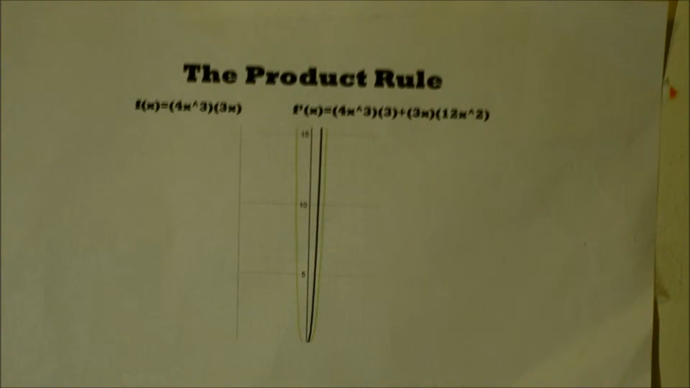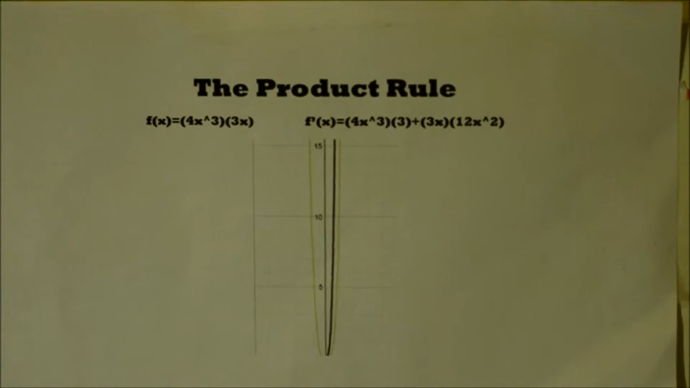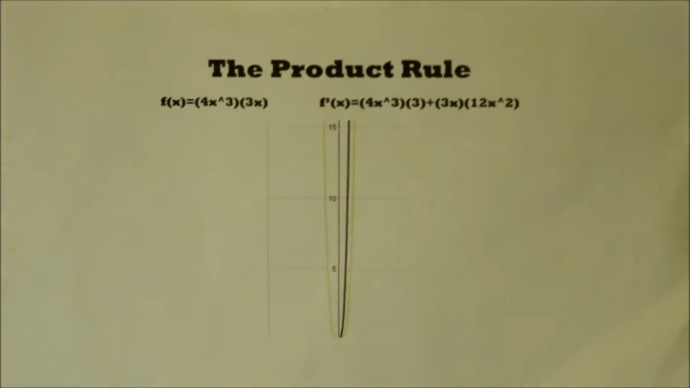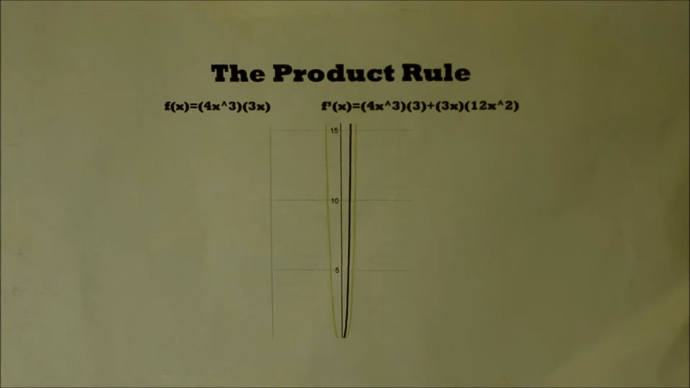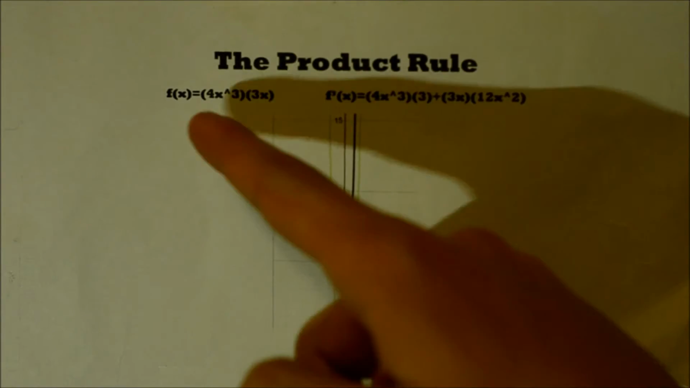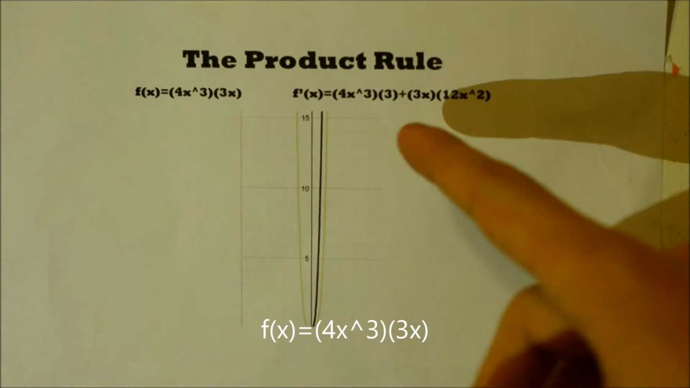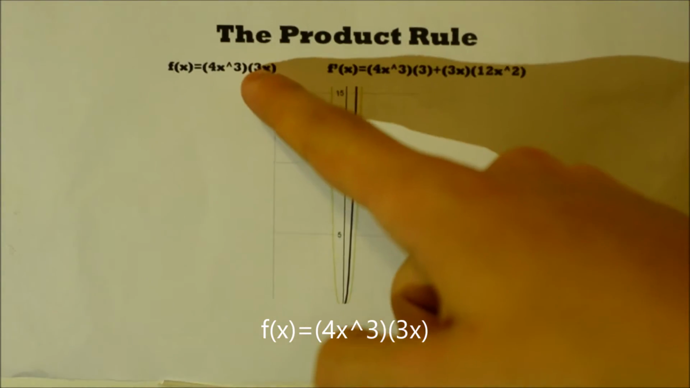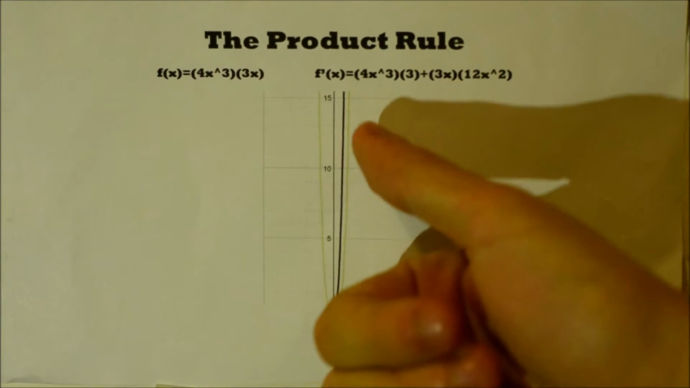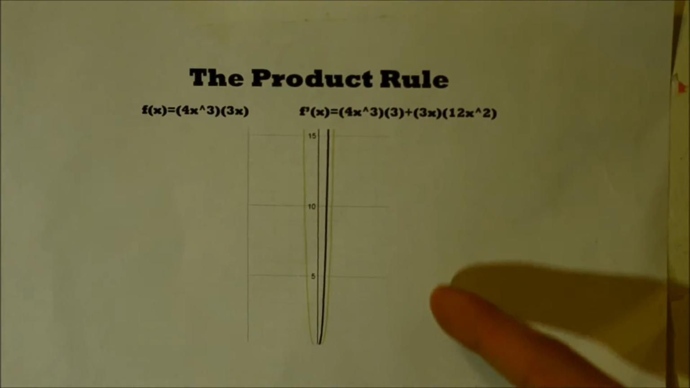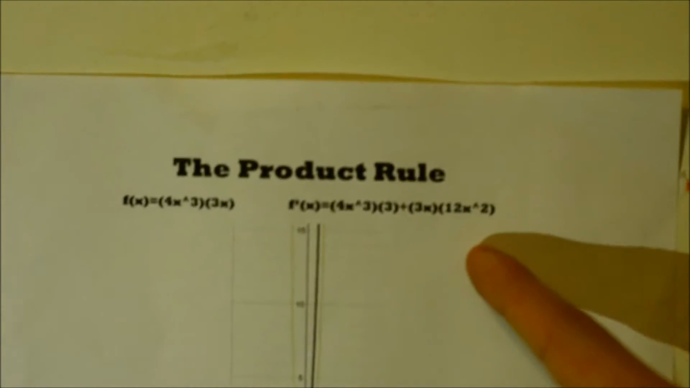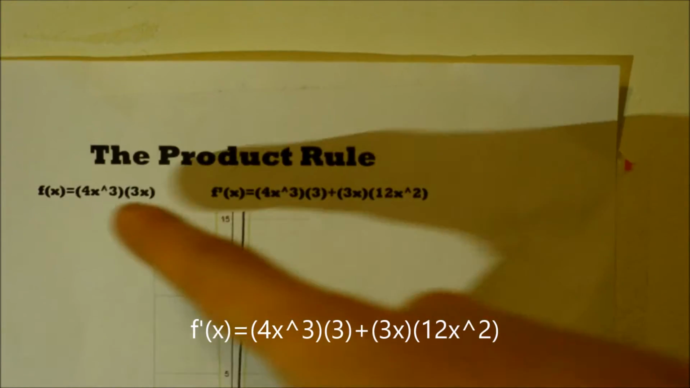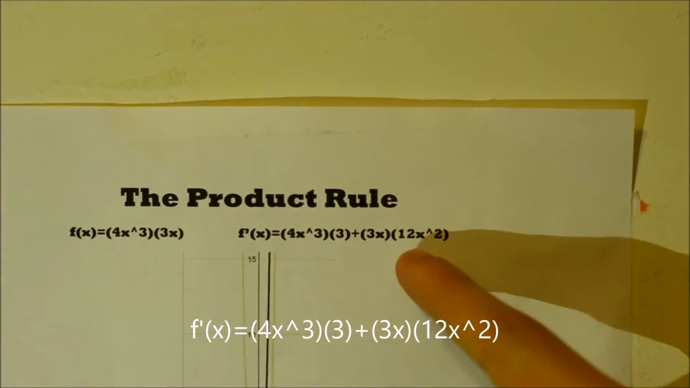This is the product rule. You use the product rule when you have one function that consists of two differentiable terms being multiplied together. To find the derivative, you take the first term and multiply it by the derivative of the second term. So 4x to the third multiplied by the derivative of 3x would be 3. Then you add that to the second term multiplied by the derivative of the first term. So 3x times the derivative of 4x cubed would be 12x squared.